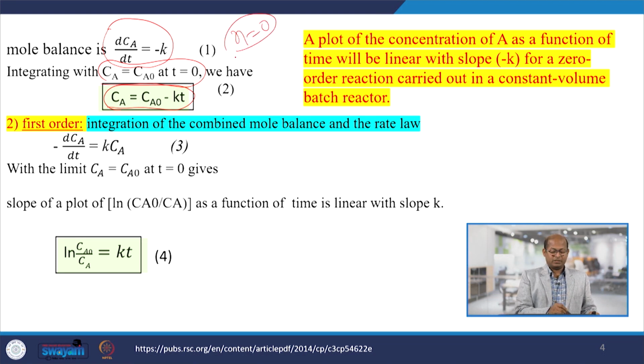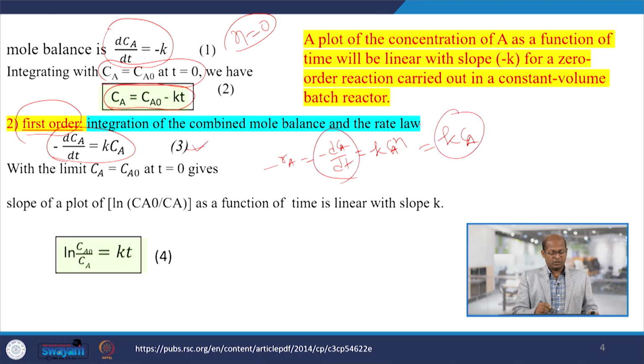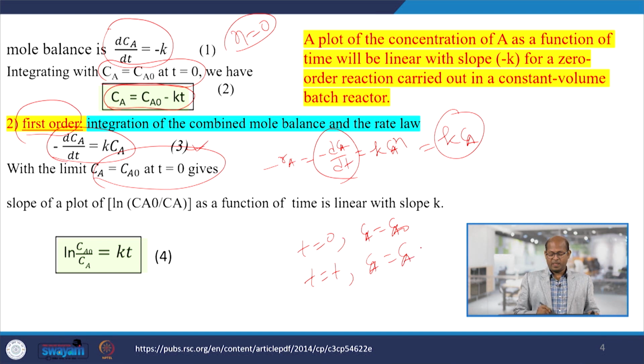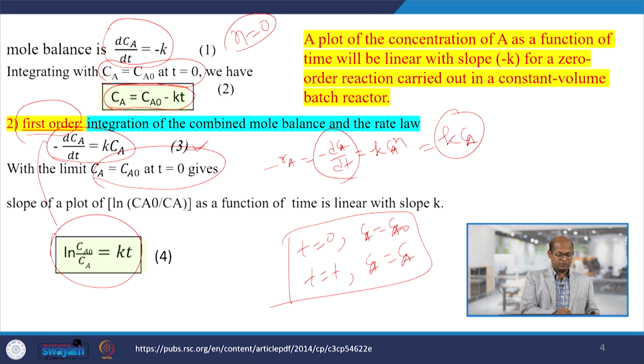Okay. Same way, if we consider a first order reaction, then we can write the rate: minus rA equals minus dCA/dt equals k C to the power n, where n equals 1 for first order reactions, equals k into CA. So, equation 3 you can write like this. Now, if we integrate this with respect to the boundary conditions, at t equals 0, CA equals CA naught, and at t equals t, at any time, C equals CA. This way, from equation 3 we get equation 4, and from equation 1 we get equation 2.